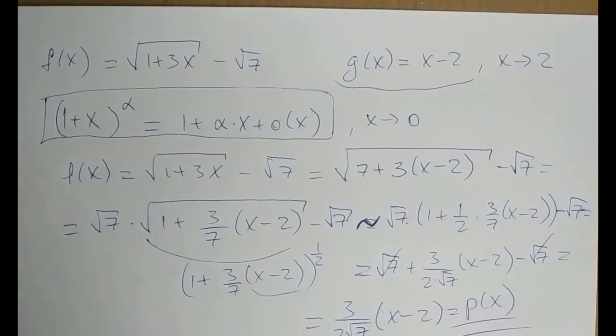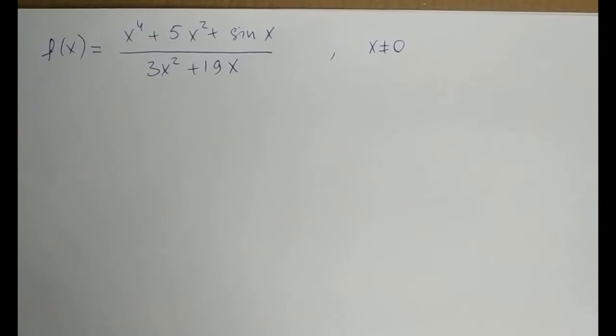So I think it's clear with the principal part of the function. And now we'll move to the next section. Find the asymptotes of the function with limits. Finding asymptotes of the function using the limit.